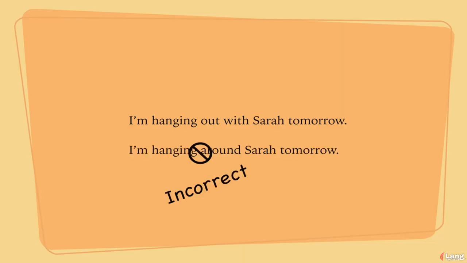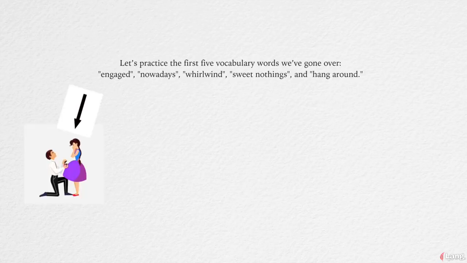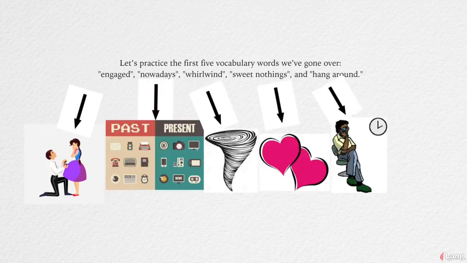Couldn't change to I'm hanging around Sarah tomorrow. Let's practice the first 5 vocabulary words we've gone over. Engaged, nowadays, whirlwind, sweet nothings, and hang around.